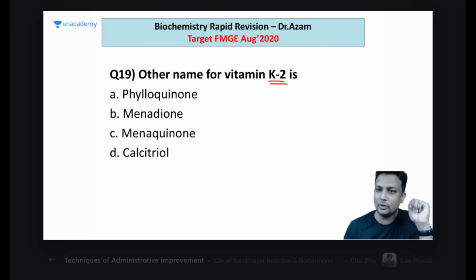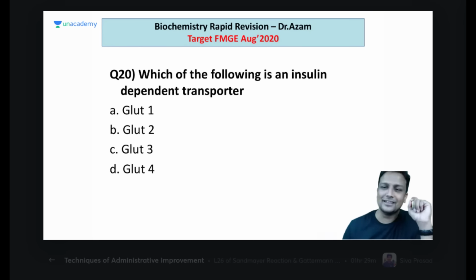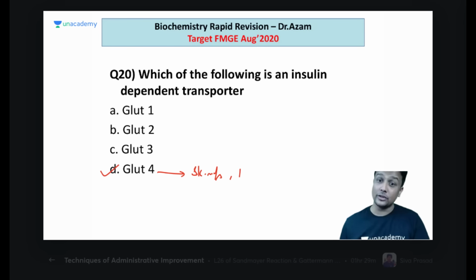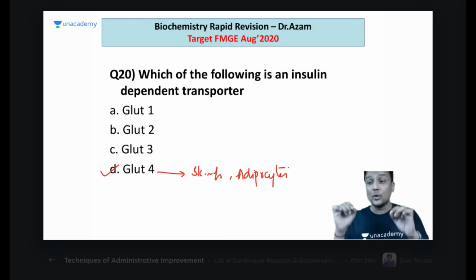Next one. Which of the following is an insulin dependent transporter? Come on, guys. Yes, that is nothing but your glucose transporter number 4. That is the insulin dependent transporter. And remember, glucose transporter number 4 will be present on skeletal muscle. And it is also present on the adipocytes, guys. These two are the important locations you have to remember.